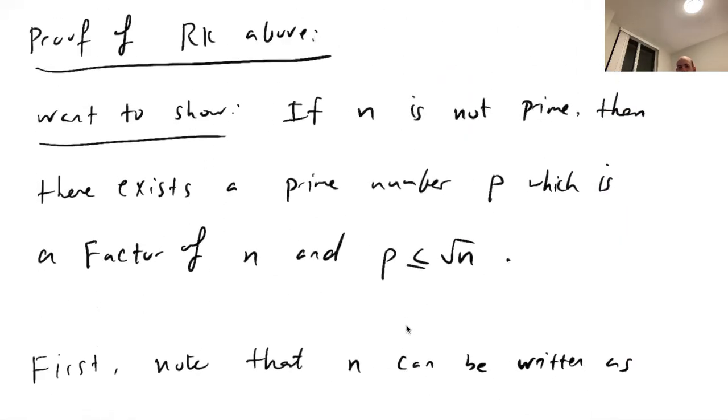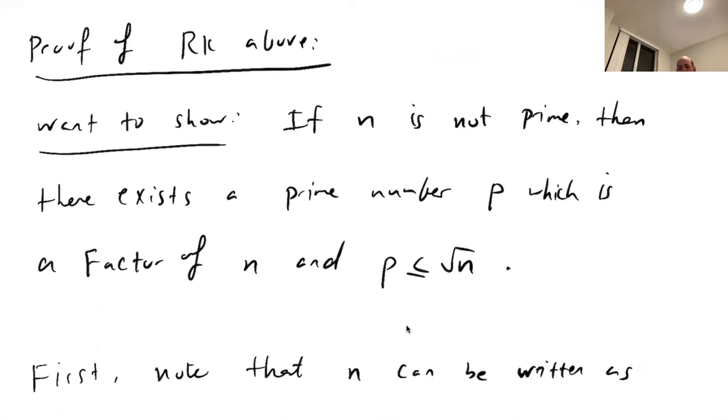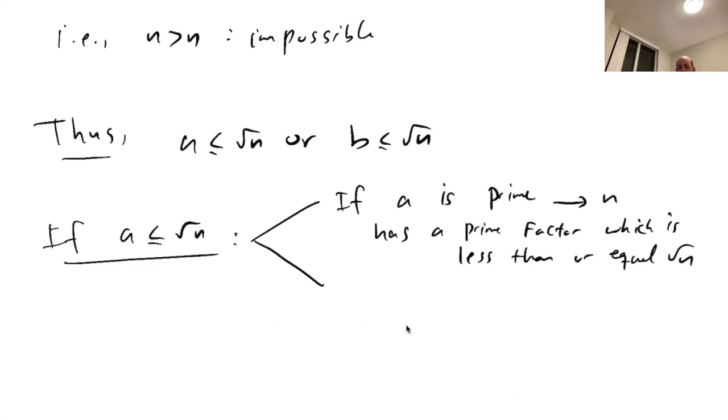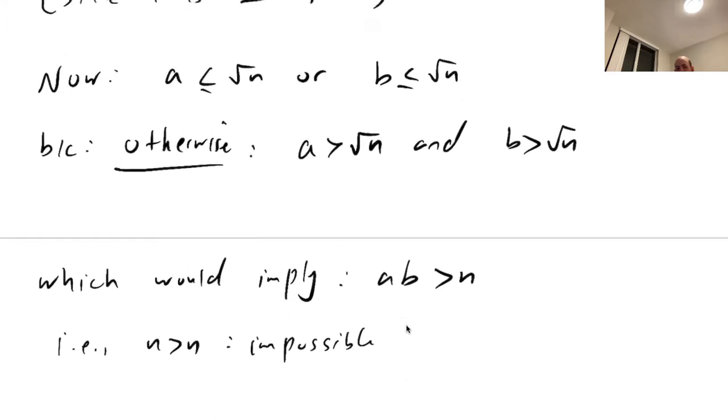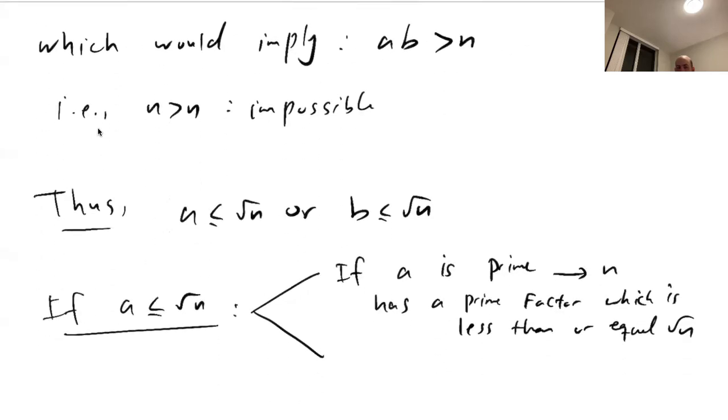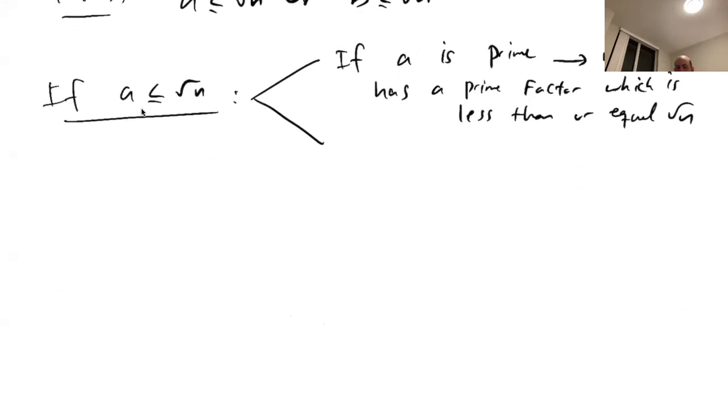Again, what do I want to show? I want to show if N is not prime, then N has a prime factor which is less than or equal to root N. Now, if A is less than root N, again, there are two possibilities. If A itself is a prime, then N has, because remember, A was a factor of N equal to AB. So A is a factor of N. So if A is prime, that means N has a prime factor, which is A, and is less than or equal to root N, because my assumption here is that A is less than or equal to root N.